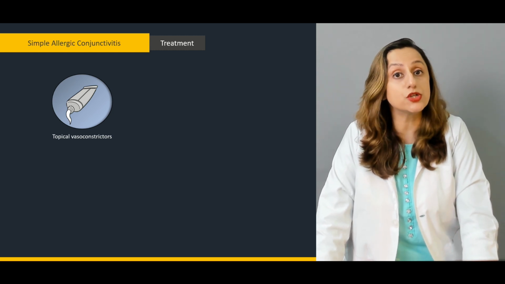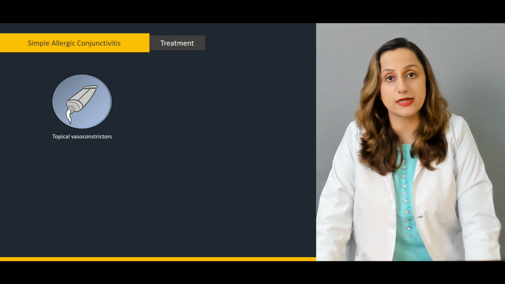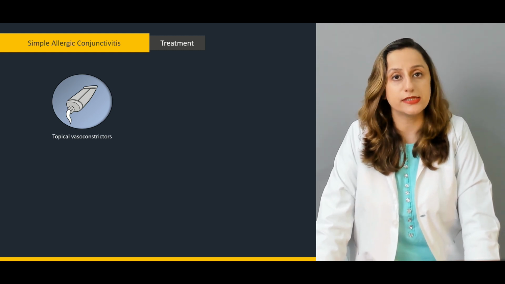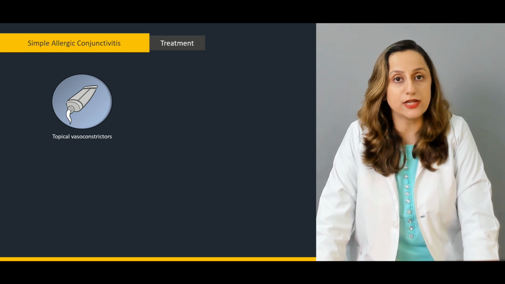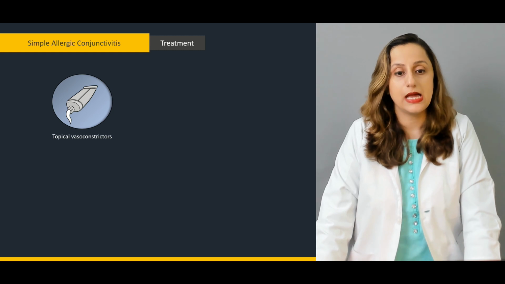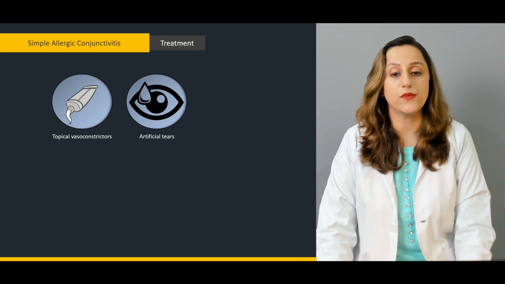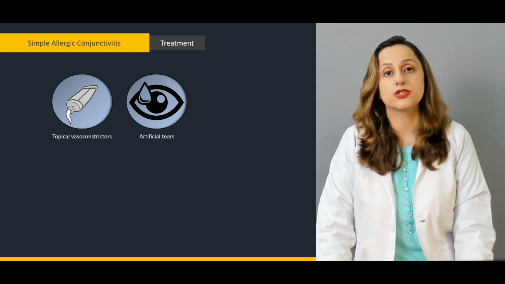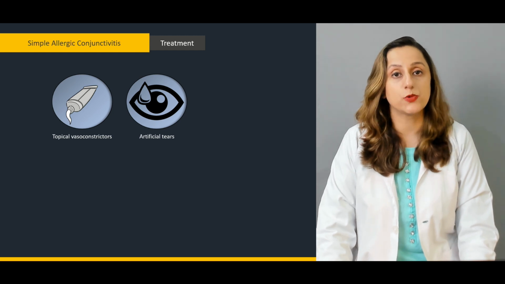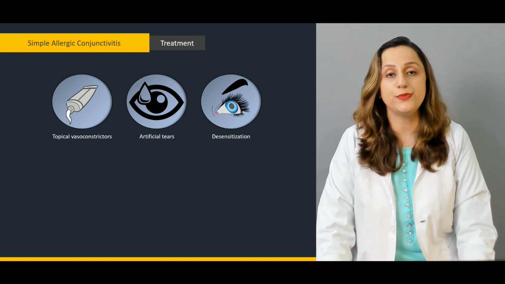And then we have another group, which is the mucolytics and the lubricating drugs that can be used just to comfort the conjunctiva and hamper the allergic reaction that is occurring at the conjunctiva. First of all, we'd be using the topical vasoconstrictors, and then obviously we'd be using artificial tears. This again falls into the group of lubricating drugs or mucolytic drugs that are used.